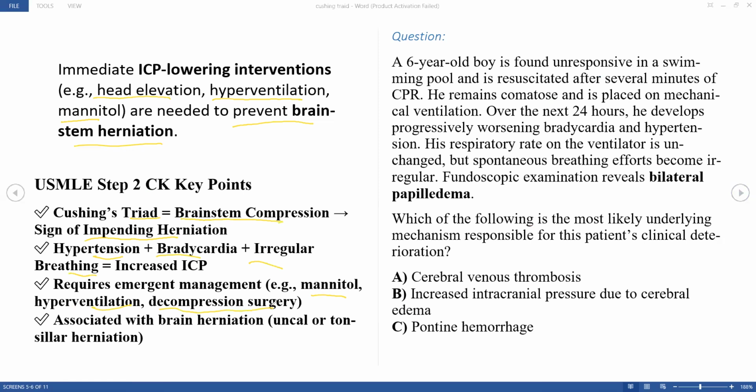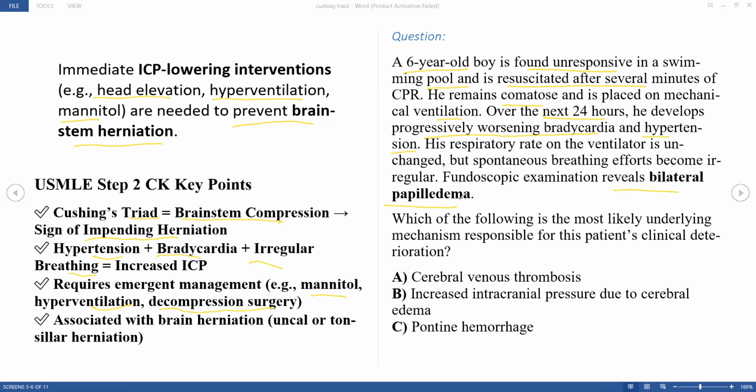So this is a clinical vignette related to the Cushing triad. A 6-year-old boy is found unresponsive in a swimming pool and is resuscitated after CPR. He remains comatose and is placed on mechanical ventilation. Over the next 24 hours, he develops progressively worsening bradycardia and hypertension. His respiratory rate on the ventilator is unchanged, but spontaneous breathing effort becomes irregular. Fundoscopic examination reveals bilateral papilledema.